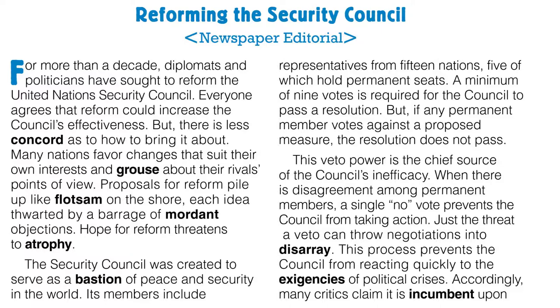This veto power held by the permanent members is the chief source of the Council's inefficacy. When there is disagreement among permanent members, a single no vote is enough to prevent the Council from taking action. Just the threat of a veto can throw negotiations into disarray, holding the Council hostage to the slow workings of diplomacy. This cumbersome process prevents the Council from reacting quickly to the exigencies of political crises.